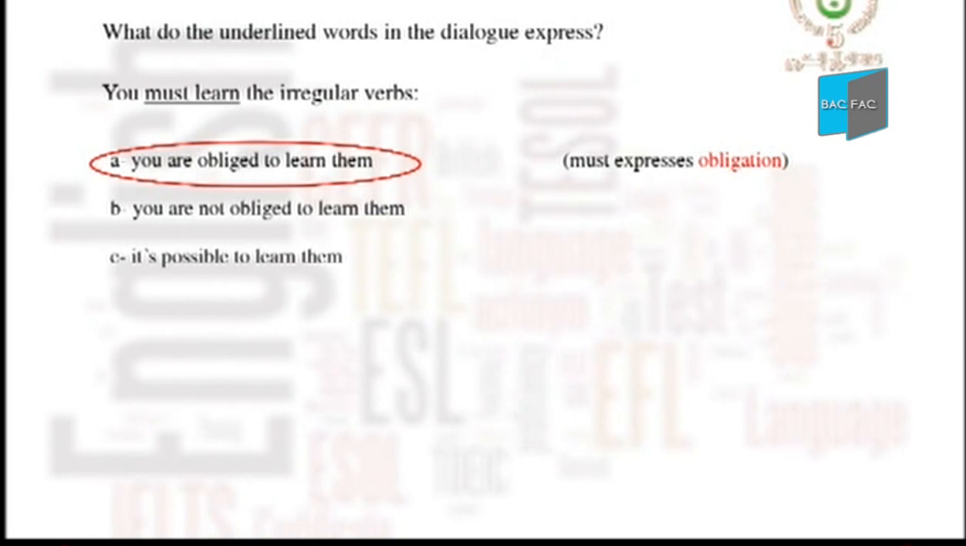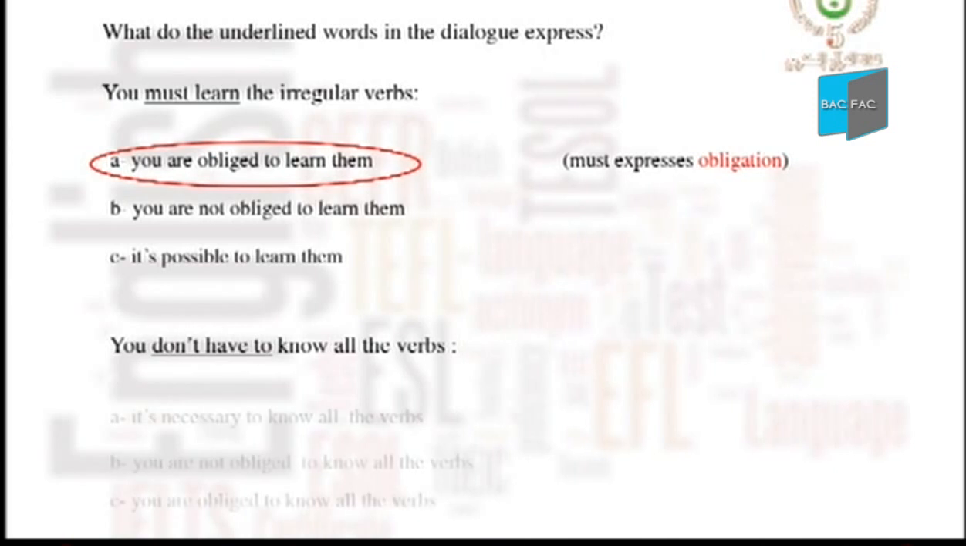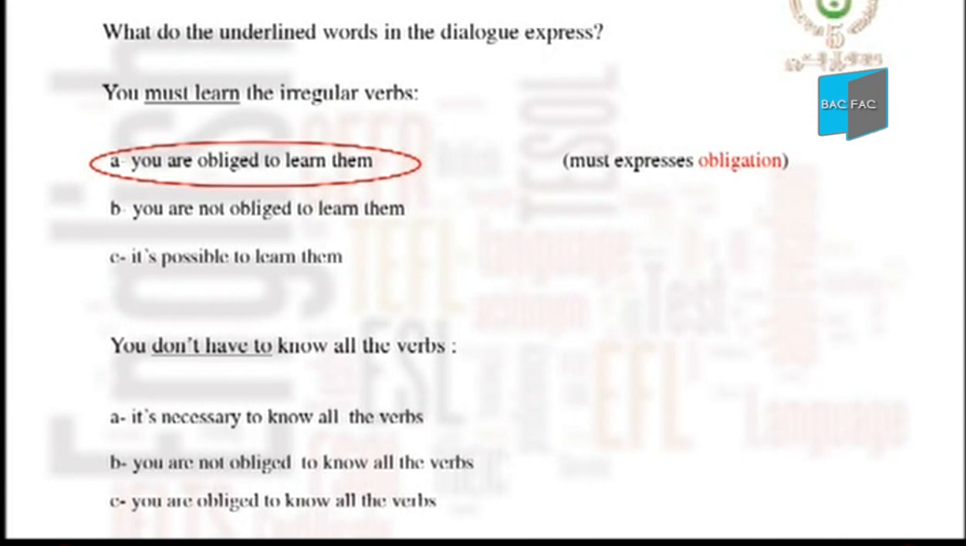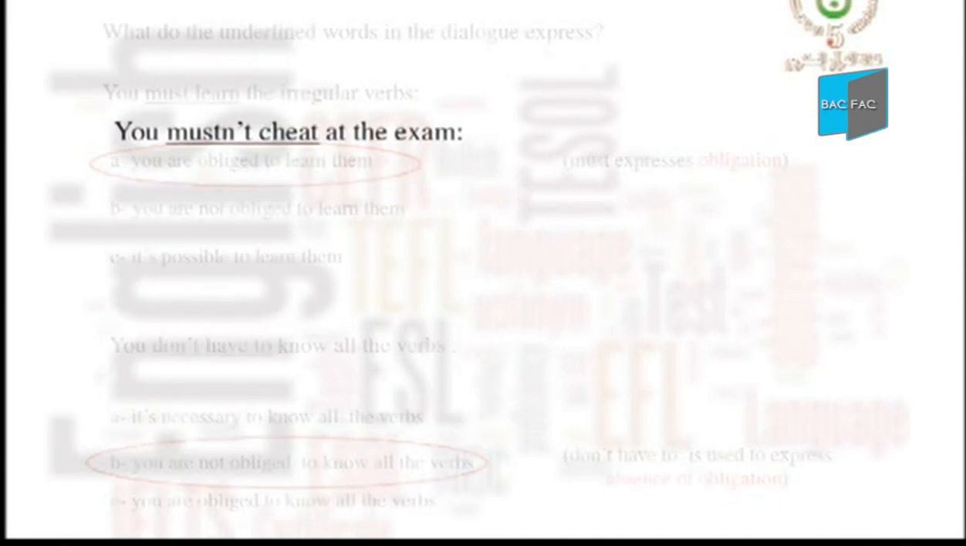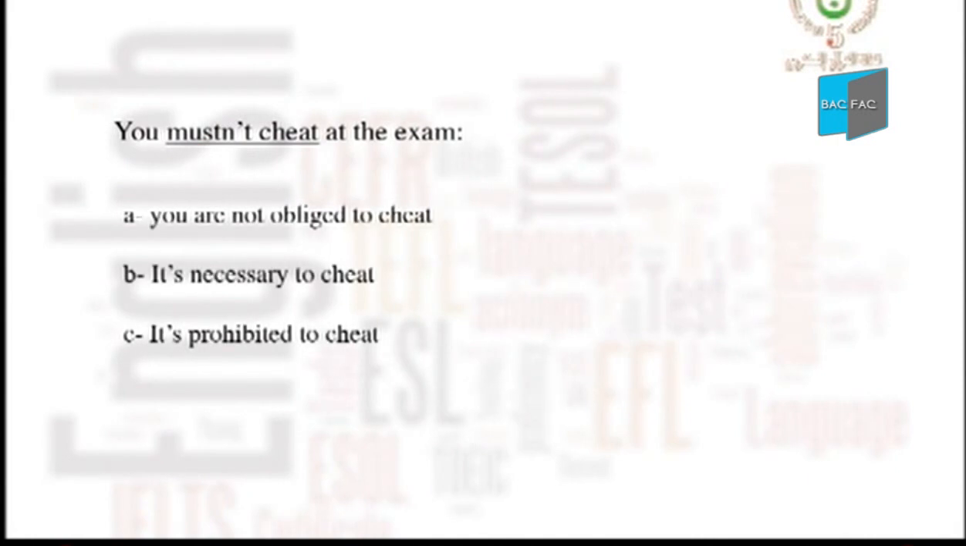Second sentence. You don't have to know all the verbs. Does this mean it is necessary to know all the verbs? You are not obliged to know all the verbs, or you are obliged to know all the verbs? Right? The answer is B. So don't have to is used to express absence of obligation, means that you are not obliged. Sentence 3, you mustn't cheat at the exam. Does it mean you are not obliged to cheat? It's necessary to cheat, or it's prohibited to cheat, which is forbidden?